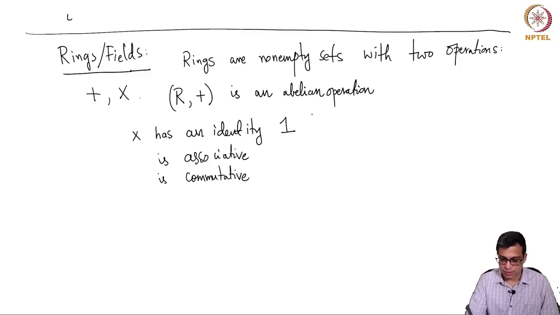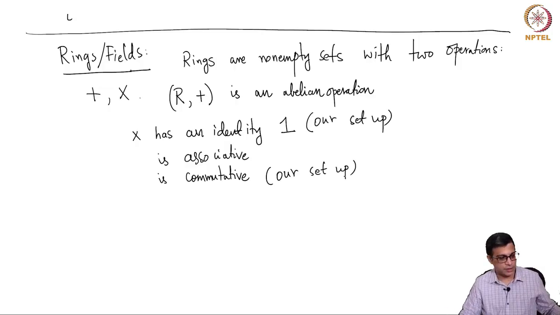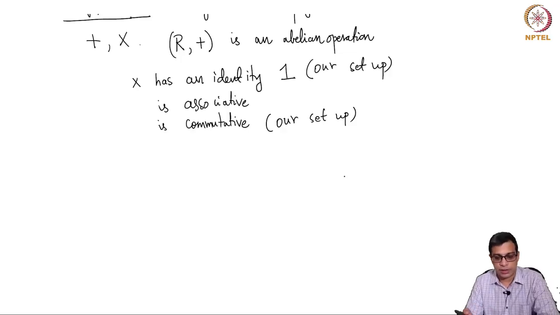This is our setup. That there is a multiplicative identity is our assumption. Similarly, that multiplication is commutative is an assumption that we make. You can also consider rings where these are not true, and that's a separate theory, but associativity is always required. What we do not require is inverses.